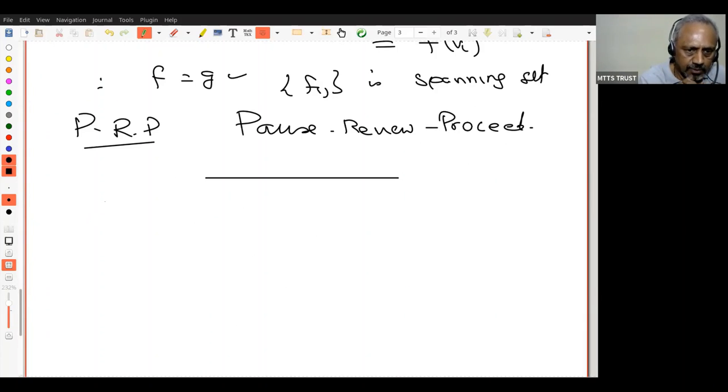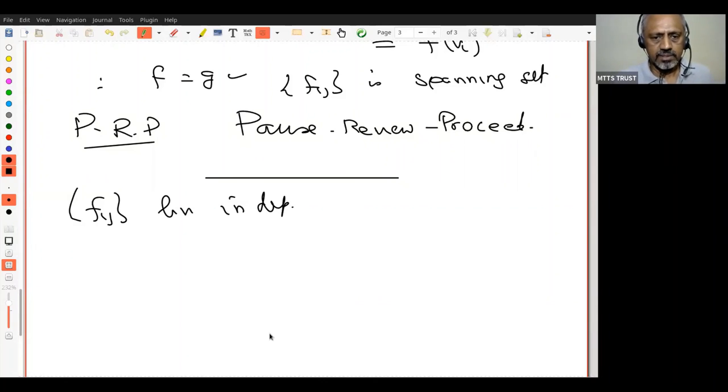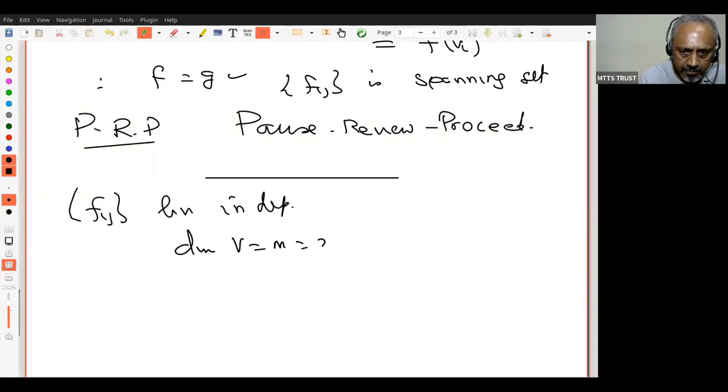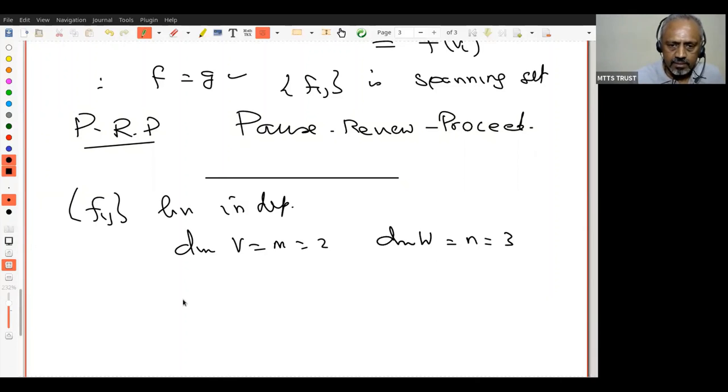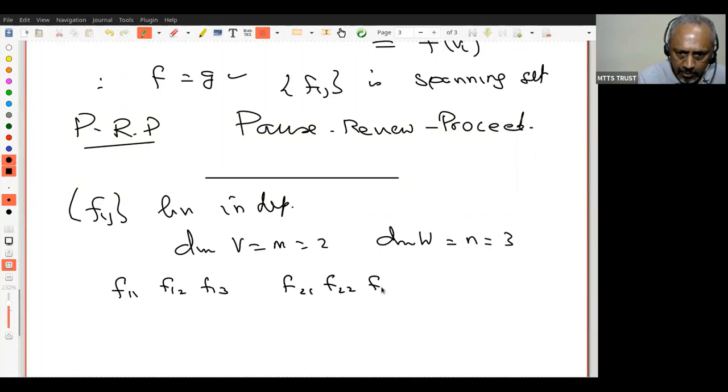Now I have to show f_ij is linearly independent. Just to make you understand, let me look at some special case, because especially if you're a BSc student, then too much notation may be slightly confusing. So what I will do is I will think dimension of V, m, equal to 2 and dimension of W, n, equal to 3. Therefore, what are my f_ij? That is f11, f12, f13 and f21, f22, f23.